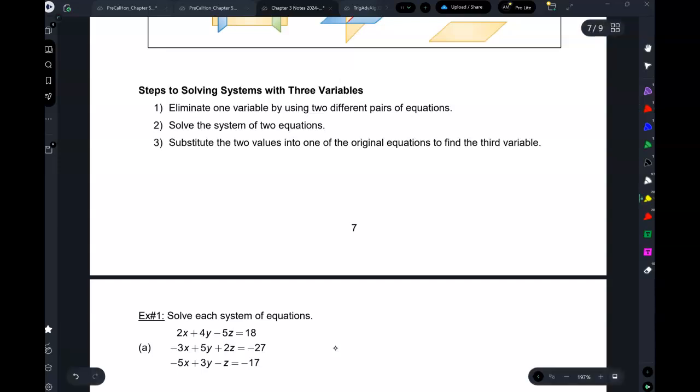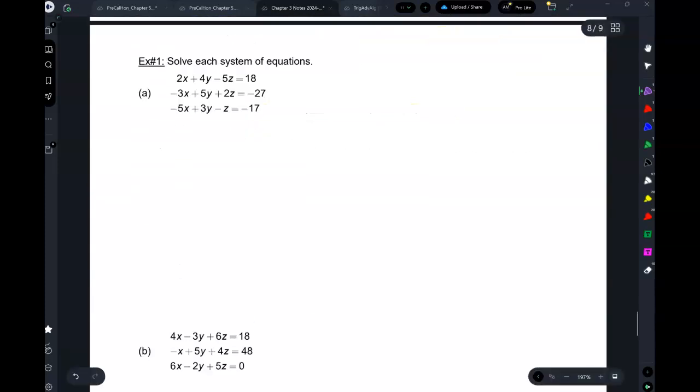All right, so now, how do you solve a system of three equations? You have to eliminate one variable by using two different pairs of equations. So if you have x, y, z, you have to get rid of one of them, and then it just becomes two equations, and then we substitute. Okay? Now, let me say one other thing. If you have three variables, x, y, z, or a, b, c, however many variables you have, that's how many equations you need in order to solve it. If you have three variables but two equations, you can't solve. Okay?